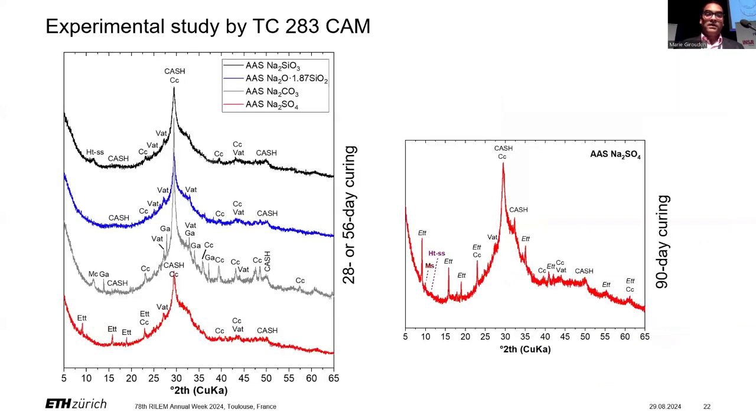And from there, we looked at how these alkali-activated slags with different activators cured. And what we could see was there was some amount of carbonation for all of these different activators. But as one would expect, there are different hydrate phases formed in all of them.